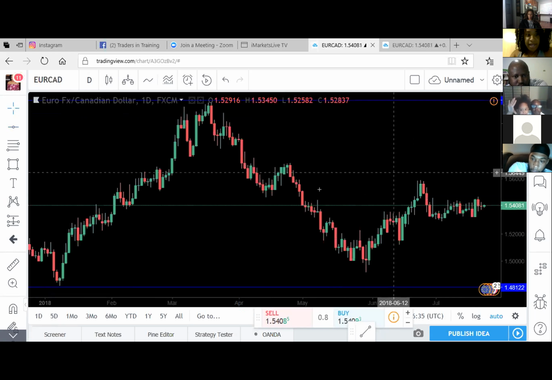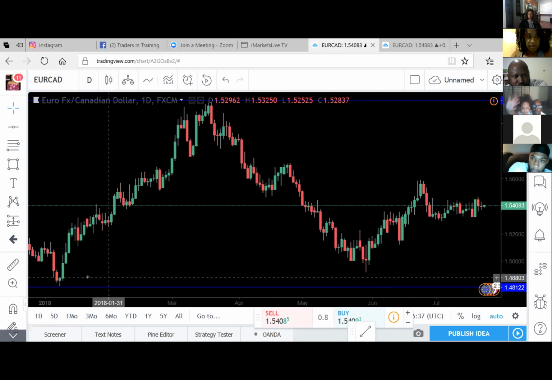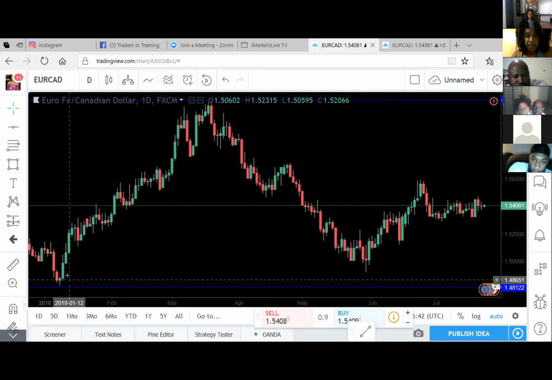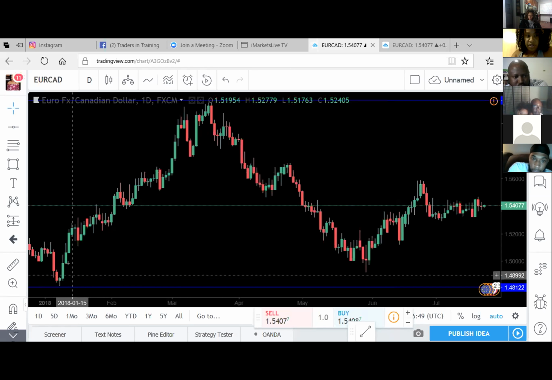I think this one right here is the largest engulfing candle, or the lowest. Well, it's not really engulfing, but it is coming out of a little zone. So, okay.